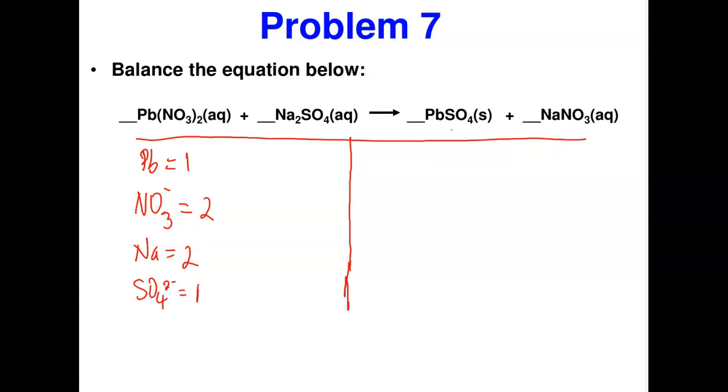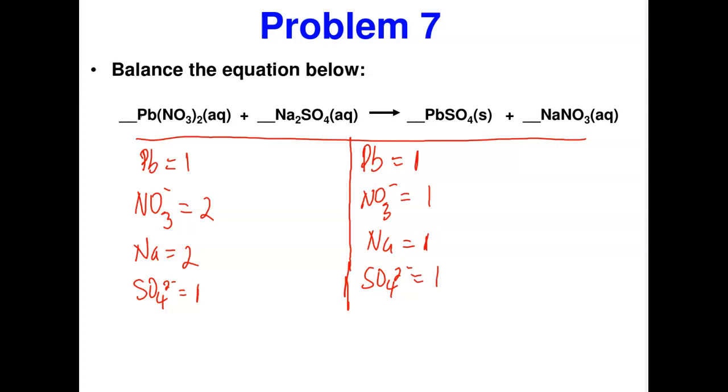Then again I go to this side. I have my lead. Lead gives me 1. Nitrate gives you 1 at this point. Then sodium is 1. And sulfate is 1. So let's start balancing.